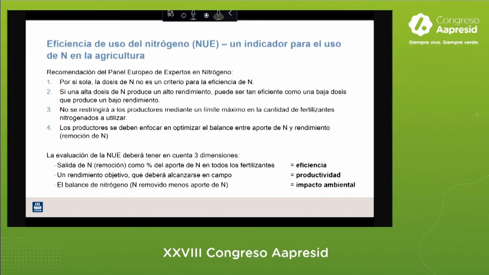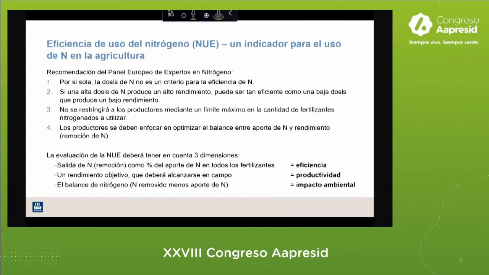And in order to evaluate nitrogen management properly, it should take 3 different dimensions into account. First of all, the nitrogen output as the percentage of the input. So that's the NUE indicator that I have described before. That's clearly an efficiency indicator. Then there should be a yield target. So a certain yield should be aimed at, should be the objective of the farmer. And this can also be expressed in the nitrogen yield. So that's the productivity dimension.